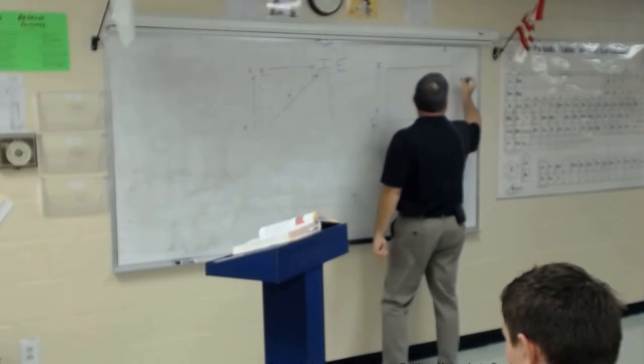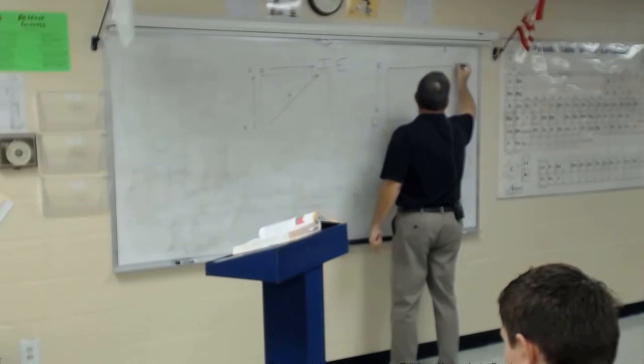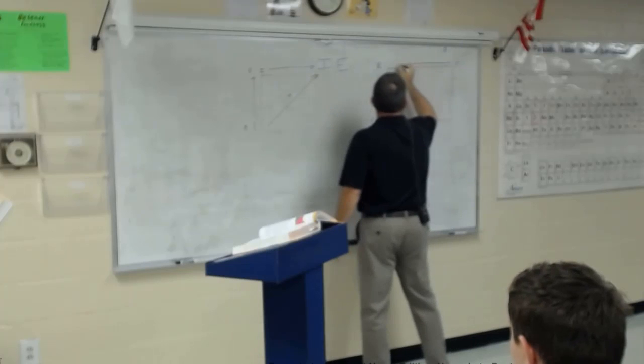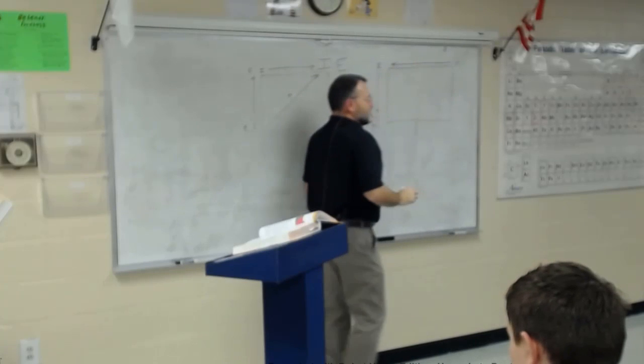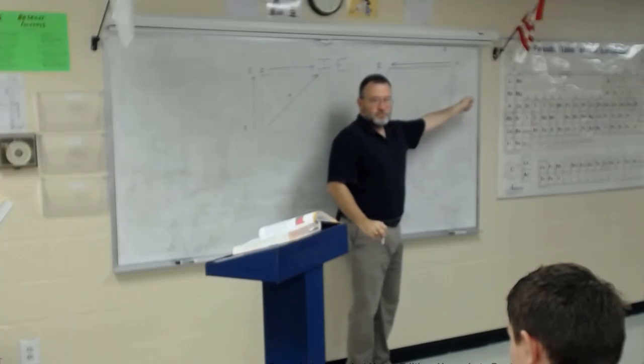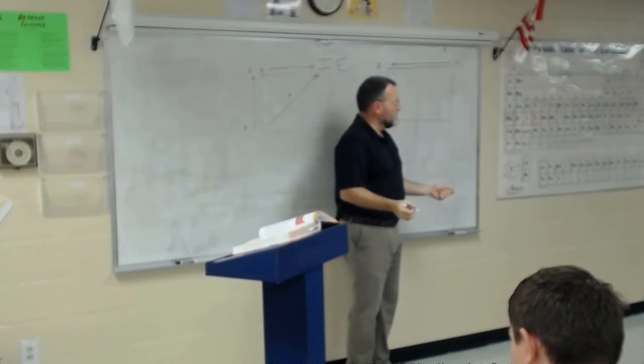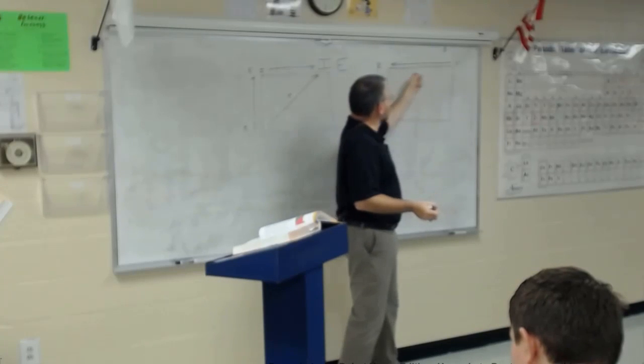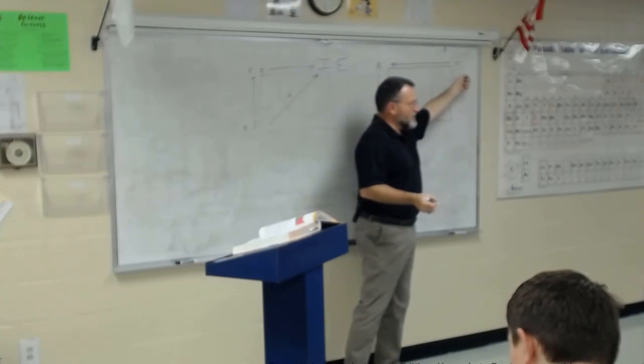I'm going to tell you right now that as you go from left to right, the radius actually gets smaller the farther to the right you go. Now, why would that be? That sounds different too, because as we go from left to right, we're adding electrons. Why would its radius actually be getting smaller?